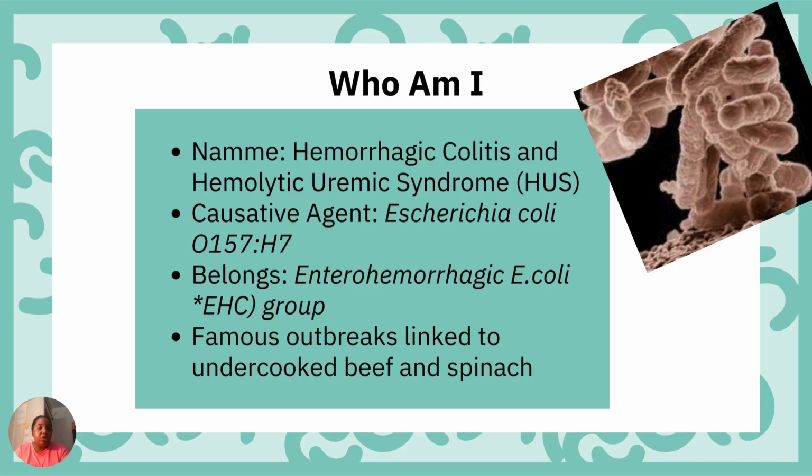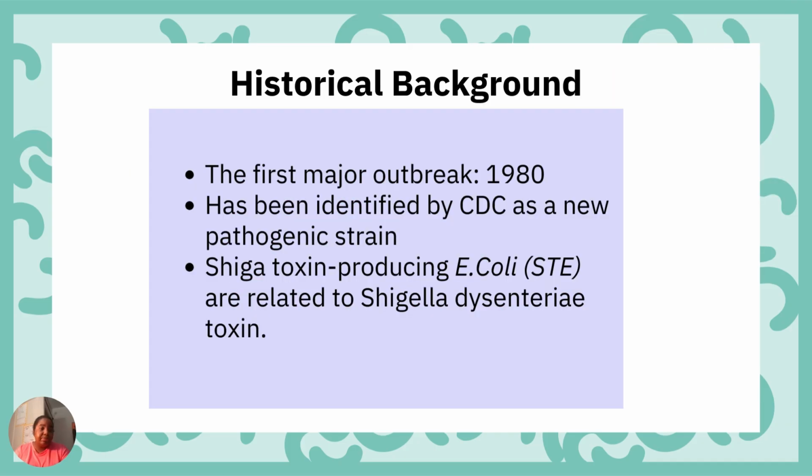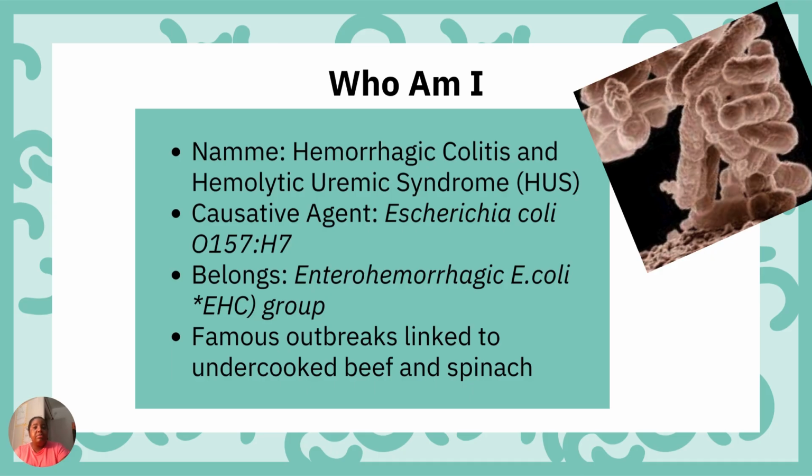So, who am I, or what am I? I am Escherichia coli O157:H7. I am the causative agent of two serious illnesses, hemorrhagic colitis and hemolytic uremic syndrome. As stated above, many of the E. coli strains are harmless members of the human gut microbiota.